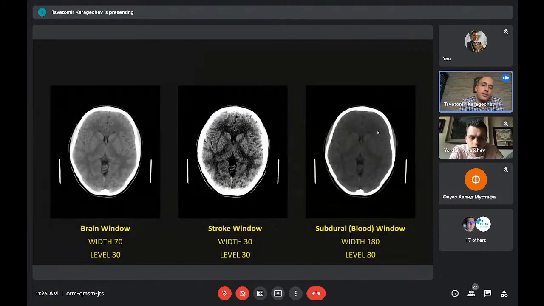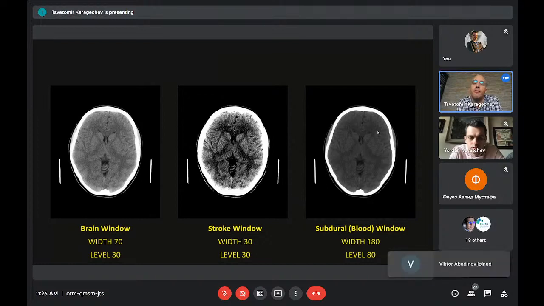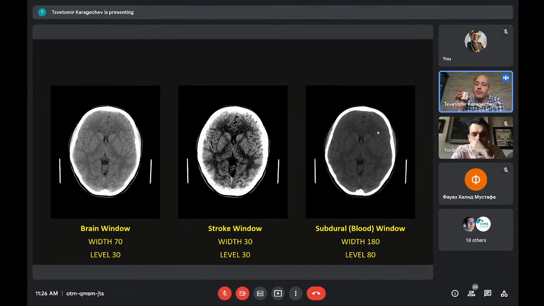And here you can see the three examples. You have the brain window on the first picture, the normal, the default setting. The second picture is the stroke window. You see that the differentiation between white and gray matter is really accentuated on this image. And on the third image, the subdural, the broad window, you can't be so sure about gray-white matter differentiation, but you can spot subtle hematomas.